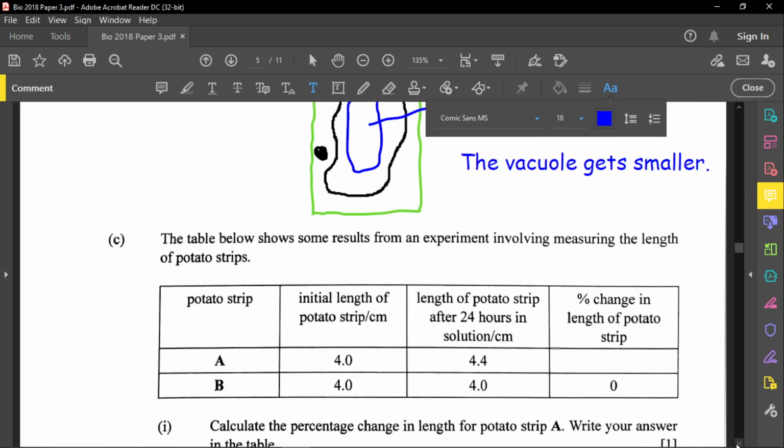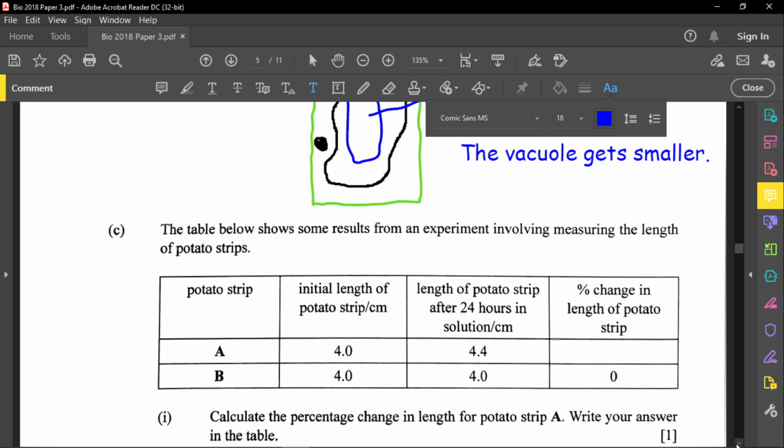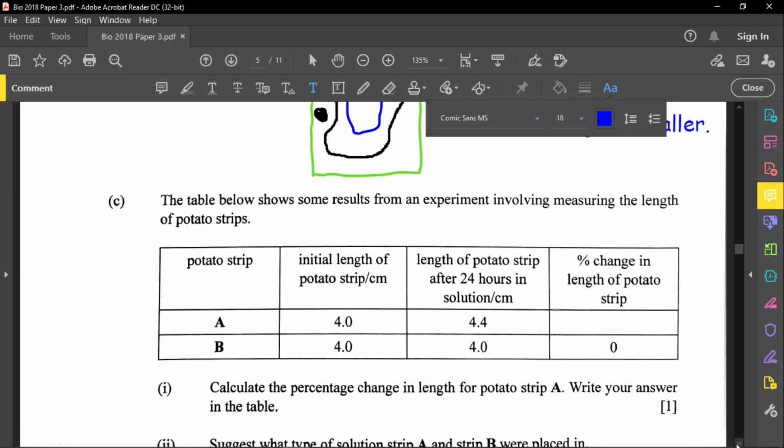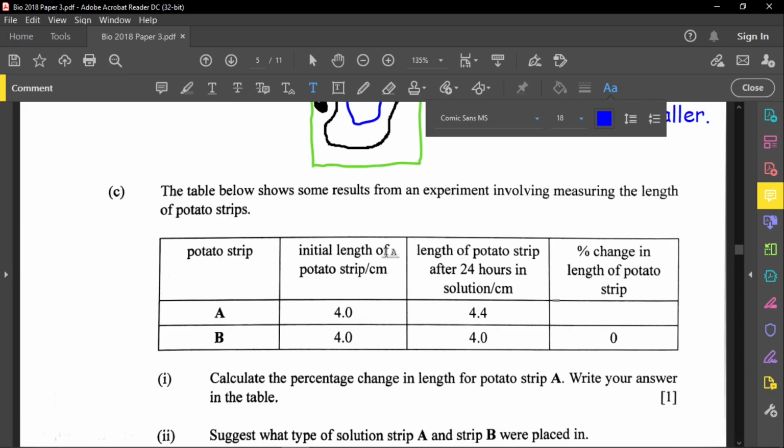All right, so let's now jump to the next part of the question. It said the table below shows some results from an experiment involving measuring the length of potato strips. Here now, you have the potato strips A and B. You have the initial length of potato strip, and that is measured in centimeters. So the original length of all the potato strips was 4 centimeters long. Then the length of potato strips after the experiment: strip A increased to 4.4, and strip B remains the same. So right here you have a percentage change in length of the potato strips.